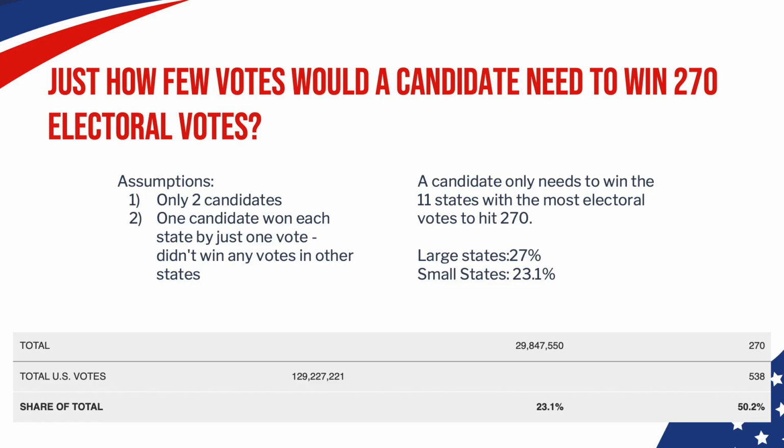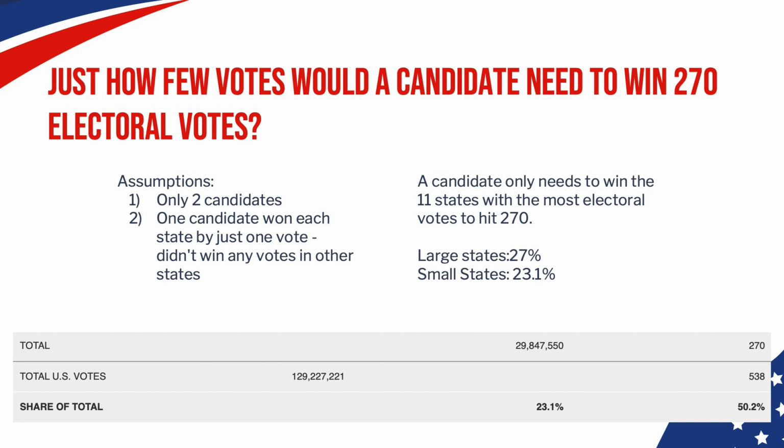If we look at large states, a candidate only needs to win 11 states in order to get over the 270 threshold. Out of 50 states, 11 of the largest states would give it enough electoral votes to win. And in this situation, the presidential candidate would win with only 27% of the popular vote.